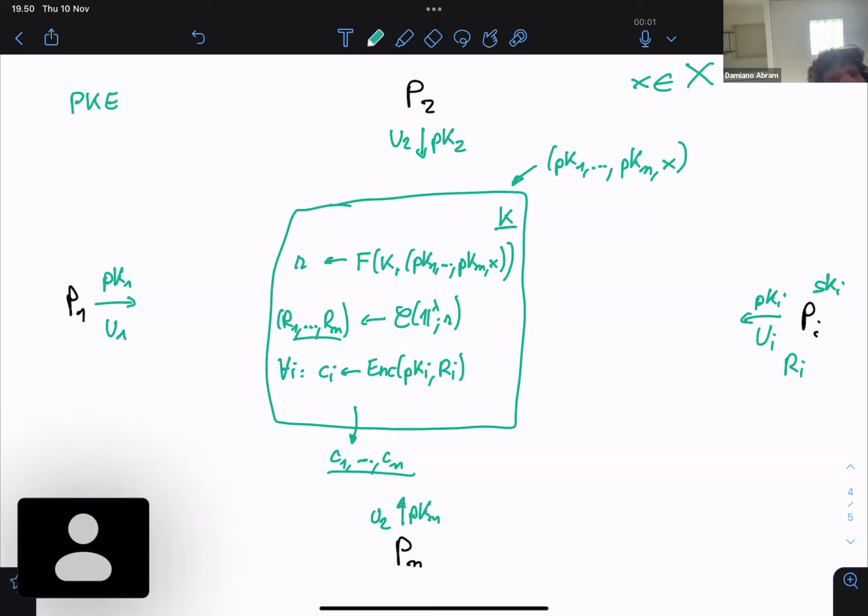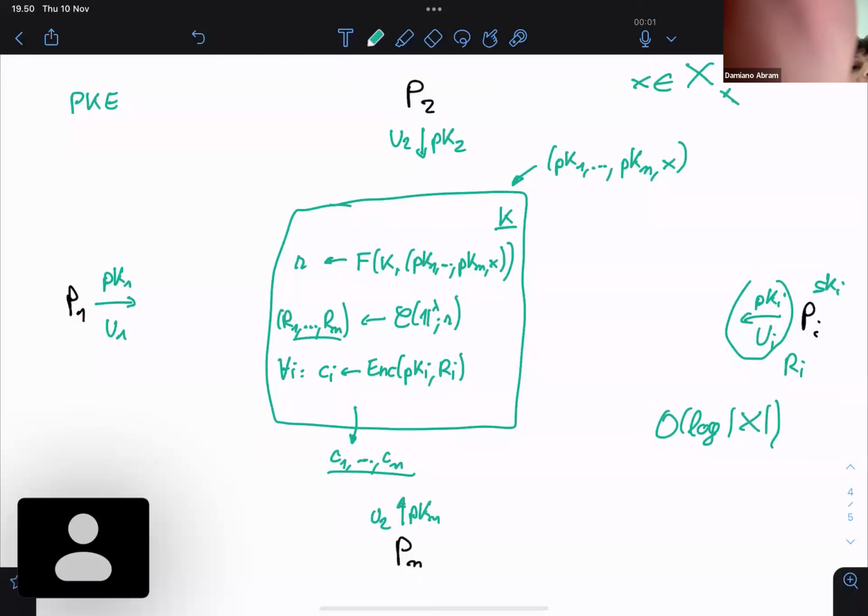Furthermore, the size of these messages will be logarithmic in the total size of the nonce space. So the messages will be small. And just remember that the size of the nonce space is essentially the number of correlated material that we can generate.